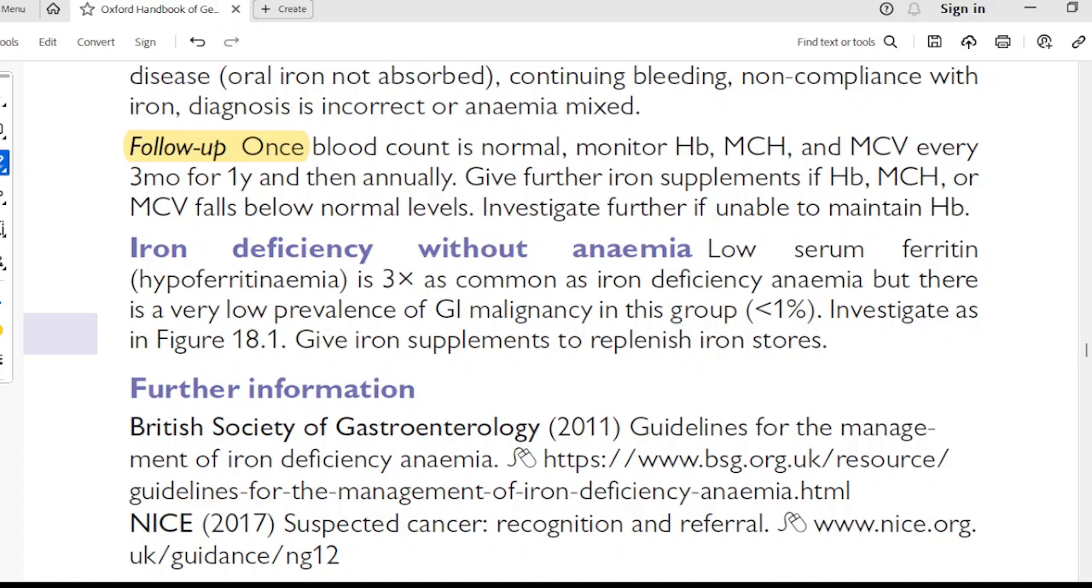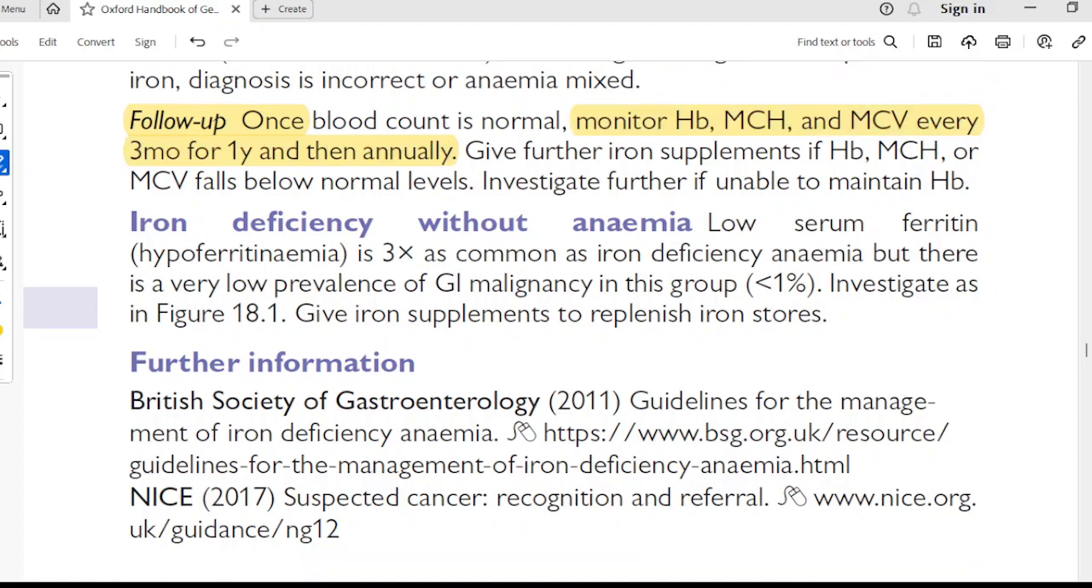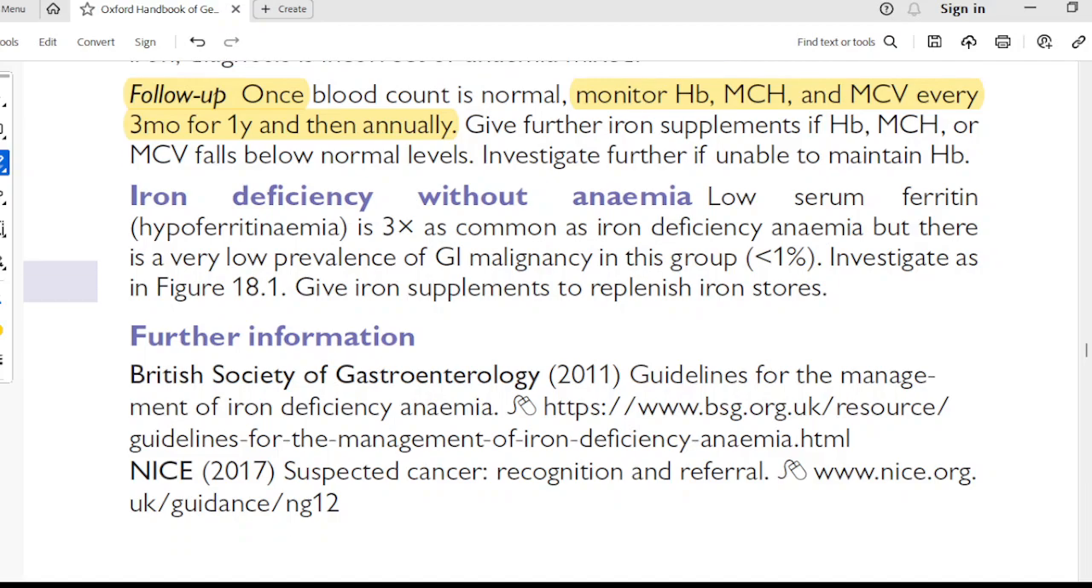So whenever there is follow-up of anemia and the blood count is normal, you need to monitor hemoglobin, MCH and MCV every 3 months for 1 year and then annually. Give further iron supplements if hemoglobin, MCH or MCV falls below the normal levels. Investigate further if unable to maintain hemoglobin.